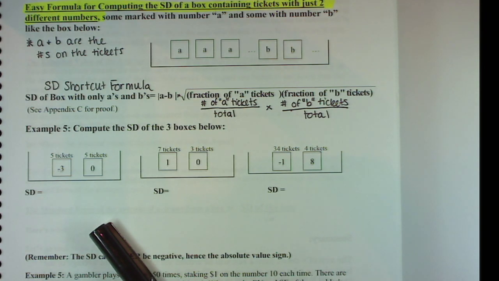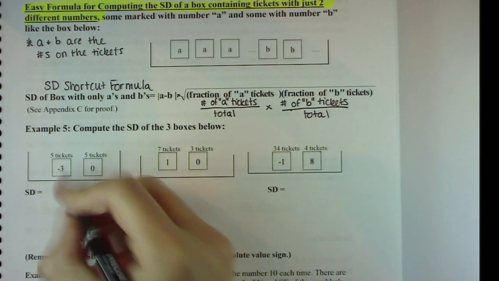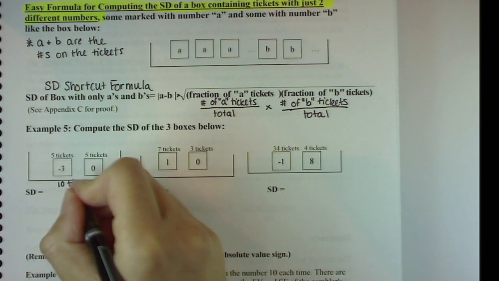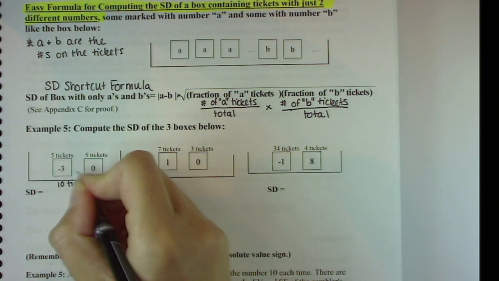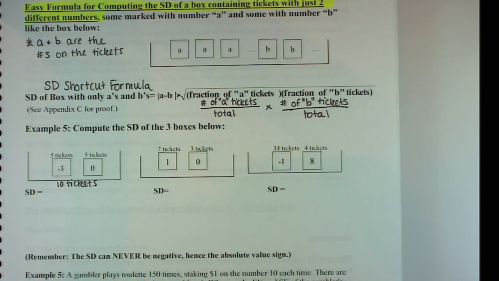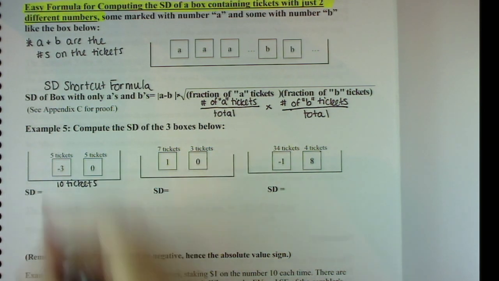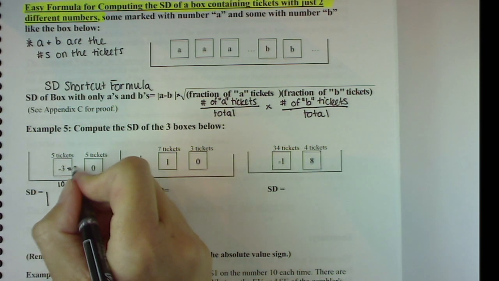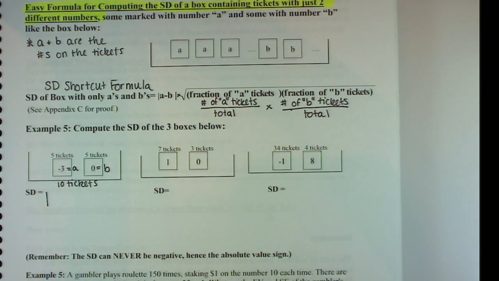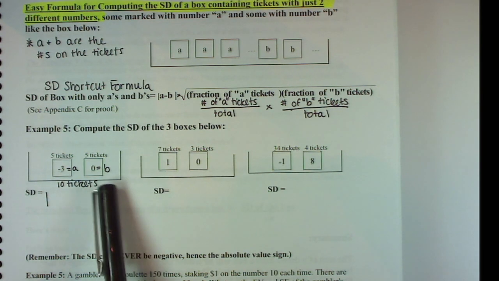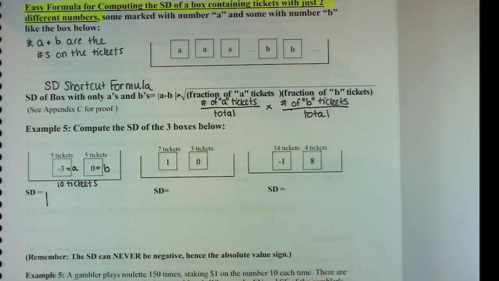So what I would do for the very first box, there are 10 tickets, right? 5 -3s and 5 0s. So right away, I'd say, okay, I can use the shortcut formula. There's just -3s and 0s. So the SD, I'm just going to call negative 3 A and 0 B. It doesn't matter. You could switch them up. You're doing the absolute value, so you get the same thing. Even if I called negative 3 B and 0 A, not a big deal.